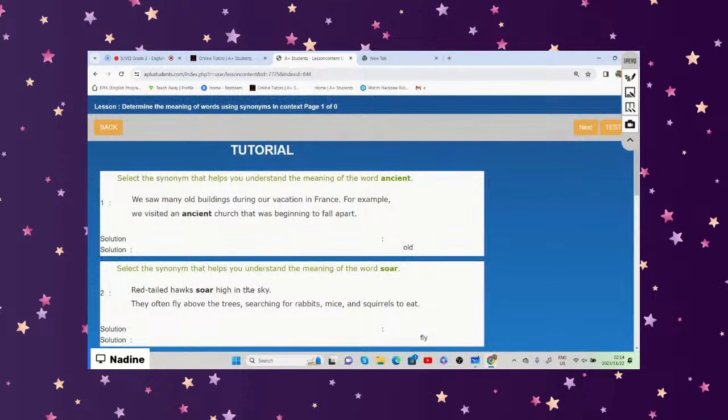All right, so we're going to select the synonym that helps you to understand the meaning of the word ancient. So ancient. We saw many old buildings during our vacation in France. For example, we visited an ancient church that was beginning to fall apart.